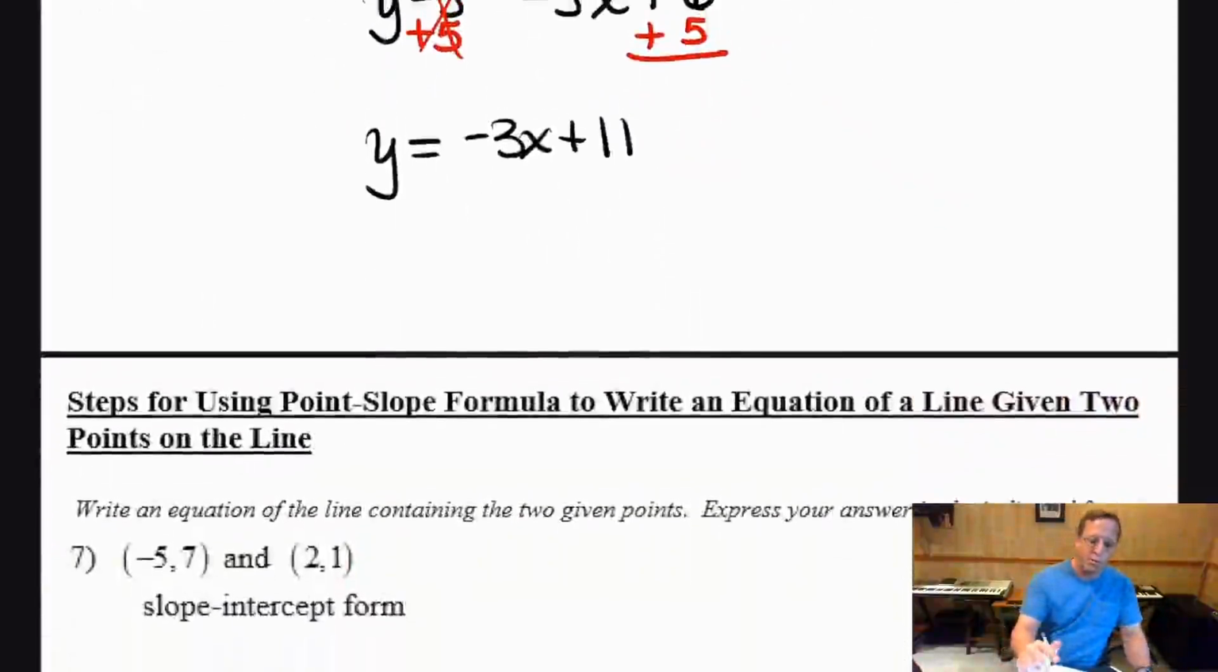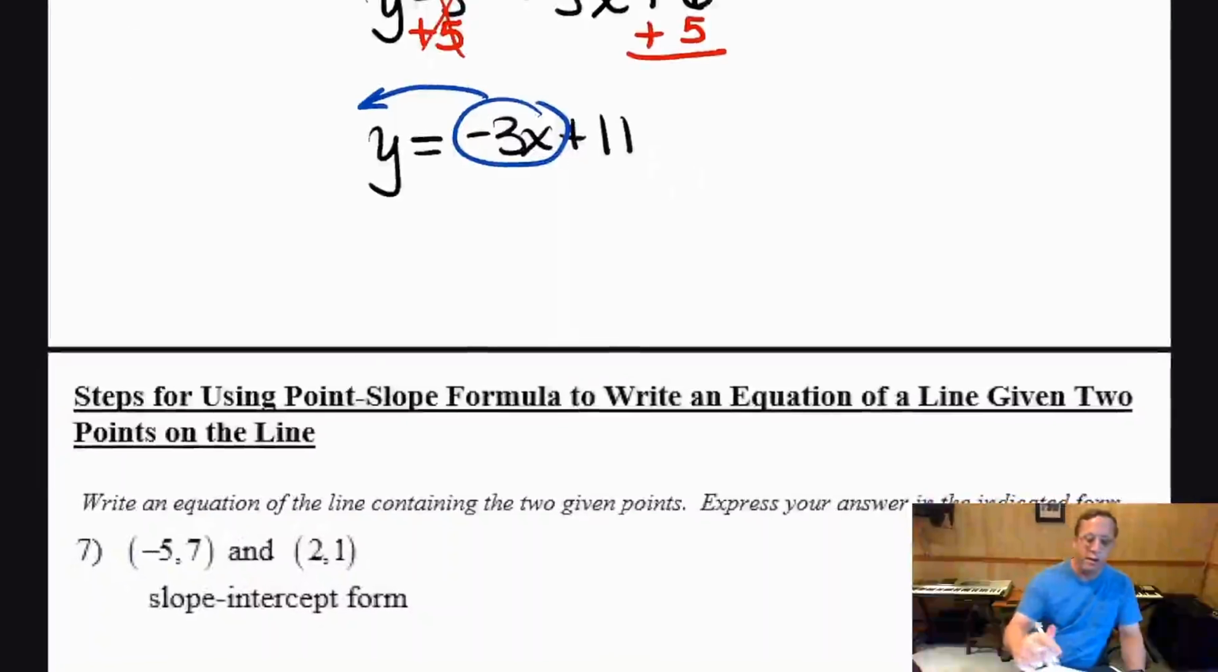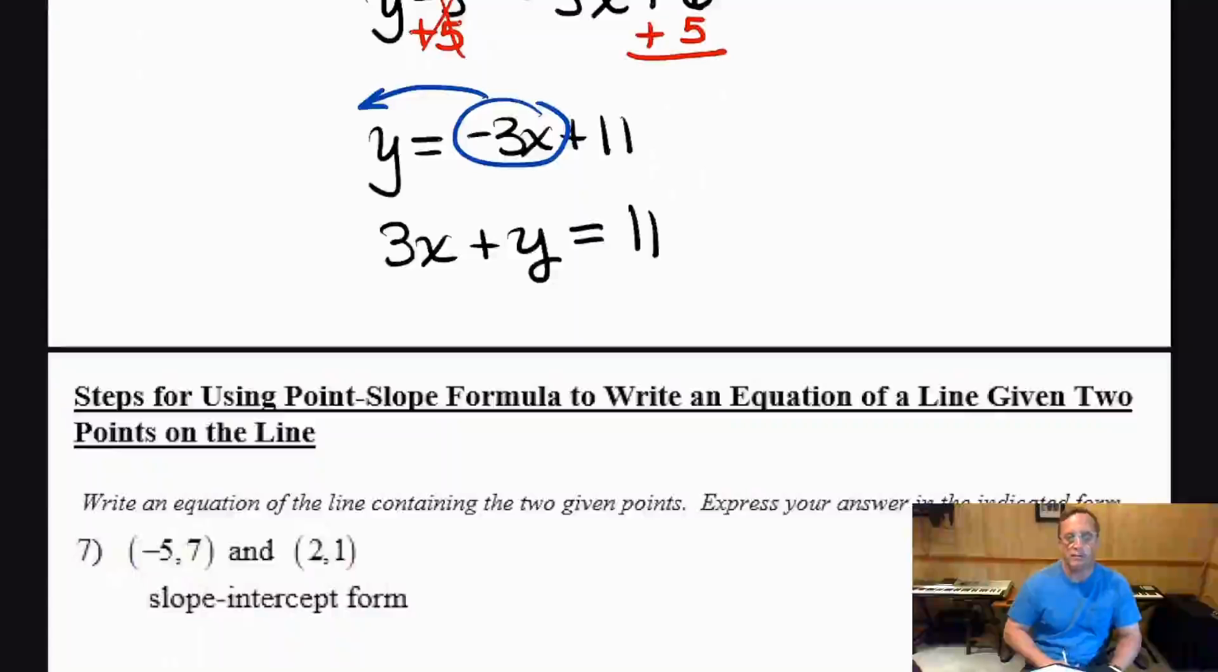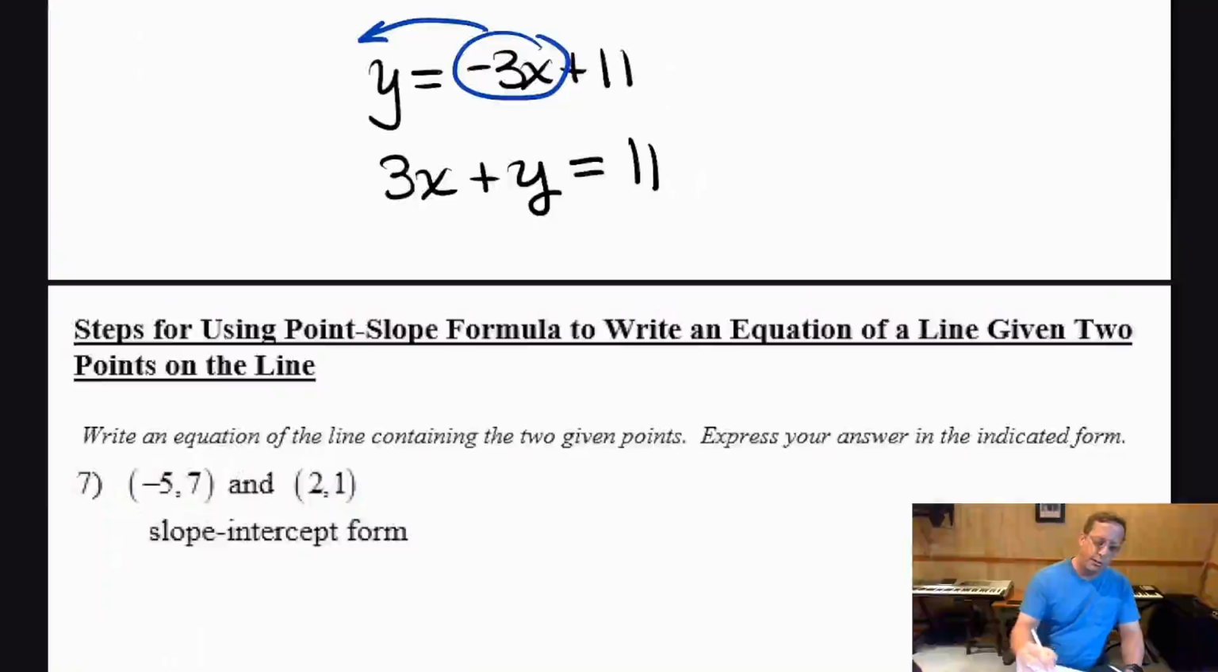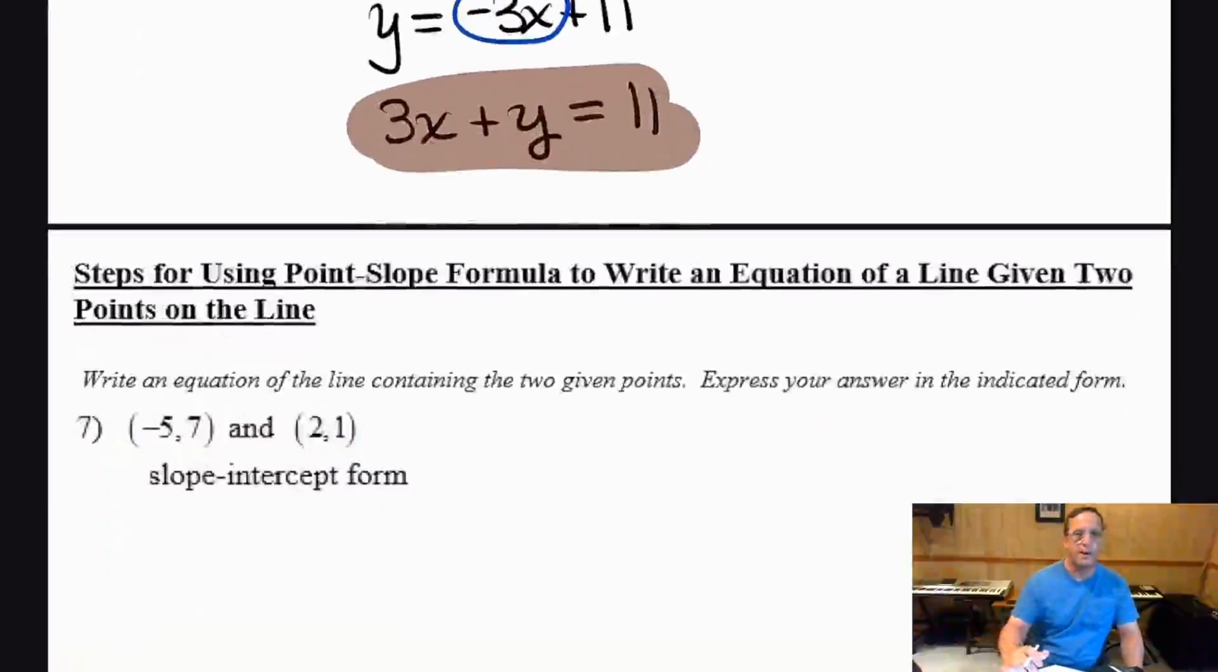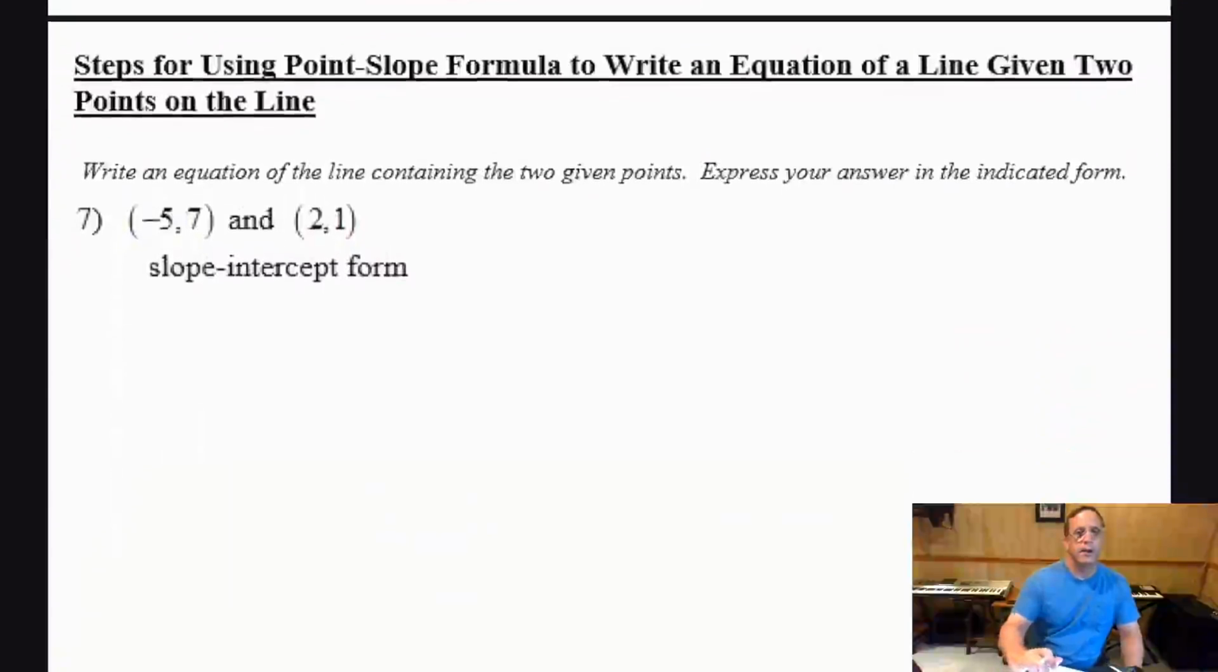So we have one more thing to do here, which is to take this and bring it over here. So we're going to bring negative 3x over, and it becomes positive 3x. So 3x plus 1y equals 11. 3x plus y, or 1y, equals 11. So now that's in proper standard form right there. All right, next part here.